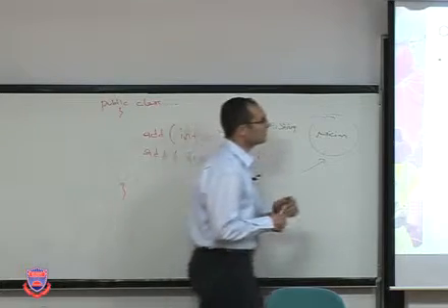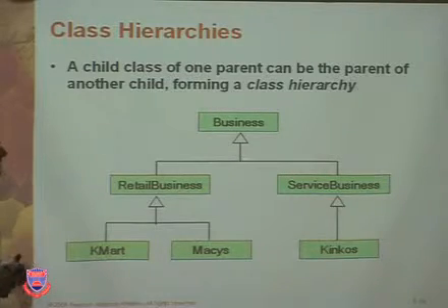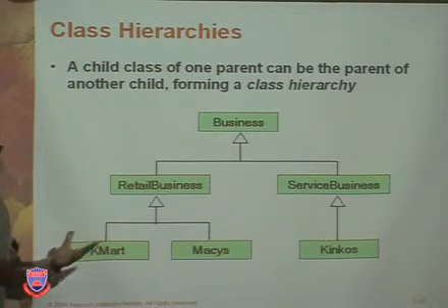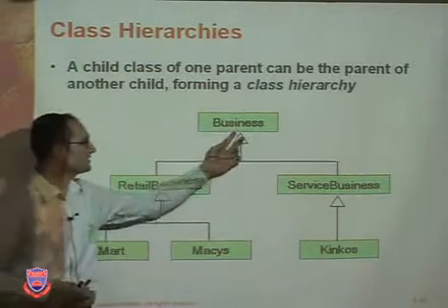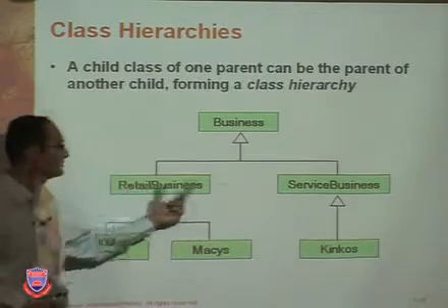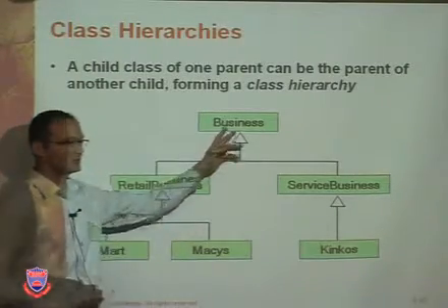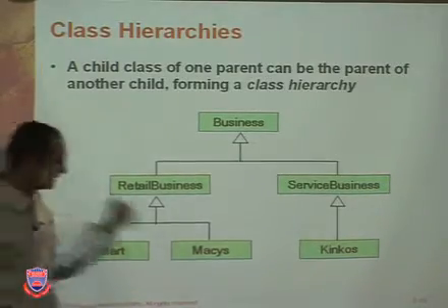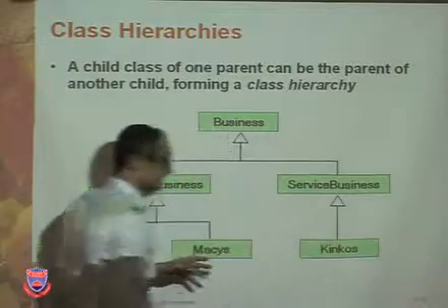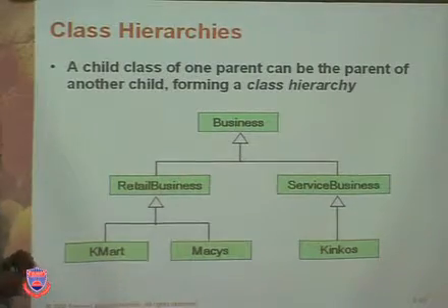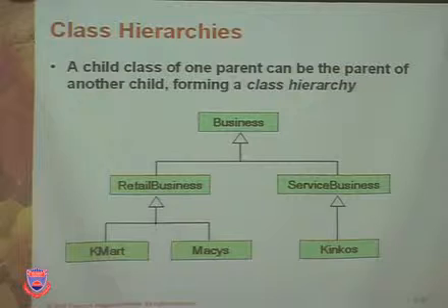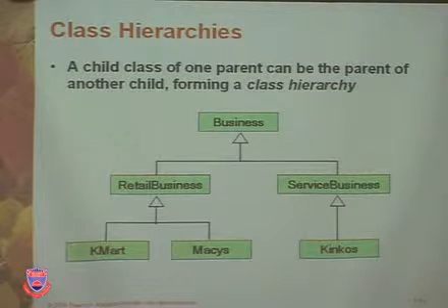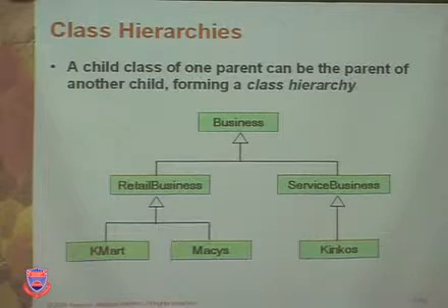So you can come up, as I said earlier, with a class hierarchy where you use previously implemented classes. If you have a business, you have a retail business and a service business, which are both businesses. And then you have Kmart and Macy's, which are both retail businesses, and Kinko's is a service business. So you can have this type of hierarchy and tree structures in your implementation. It's usually the way you should be writing your code and applications, and in your project you should try to follow this structure.